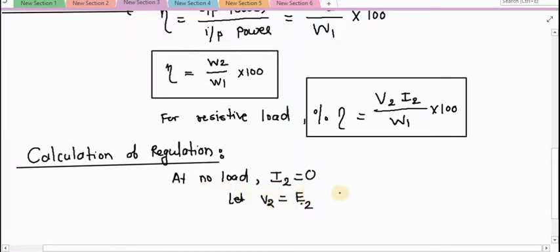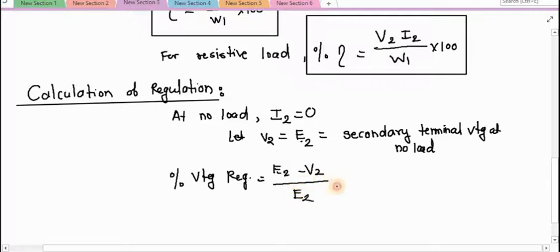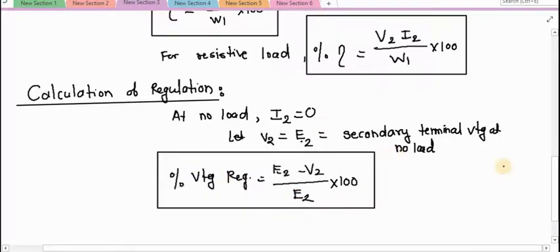At no load, let V2 be equal to E2, which is nothing but the secondary terminal voltage at no load. Then easily we can find out the voltage regulation. My percentage voltage regulation will be E2 minus V2 upon E2 into 100. So for every reading you can find out the regulation by using this.